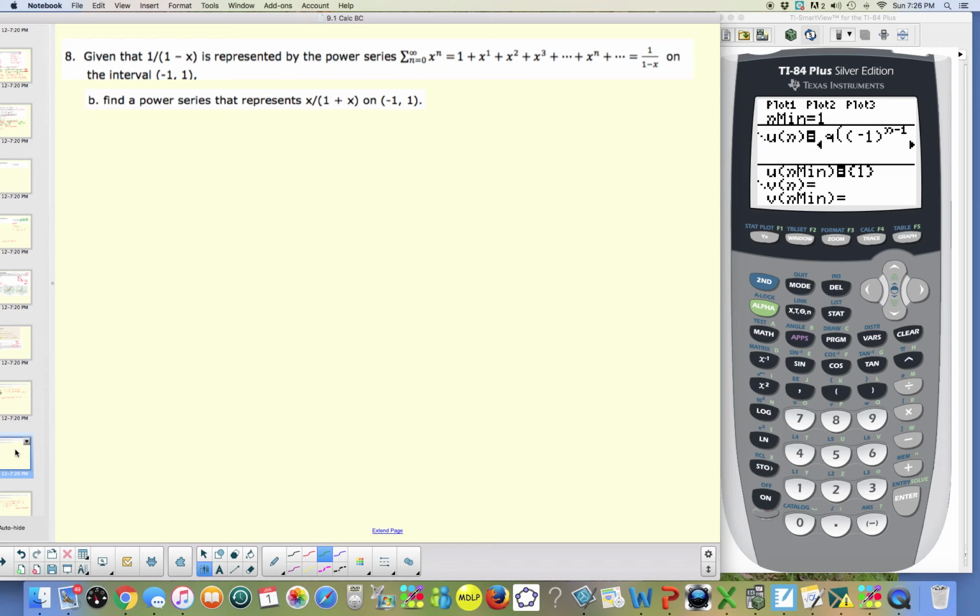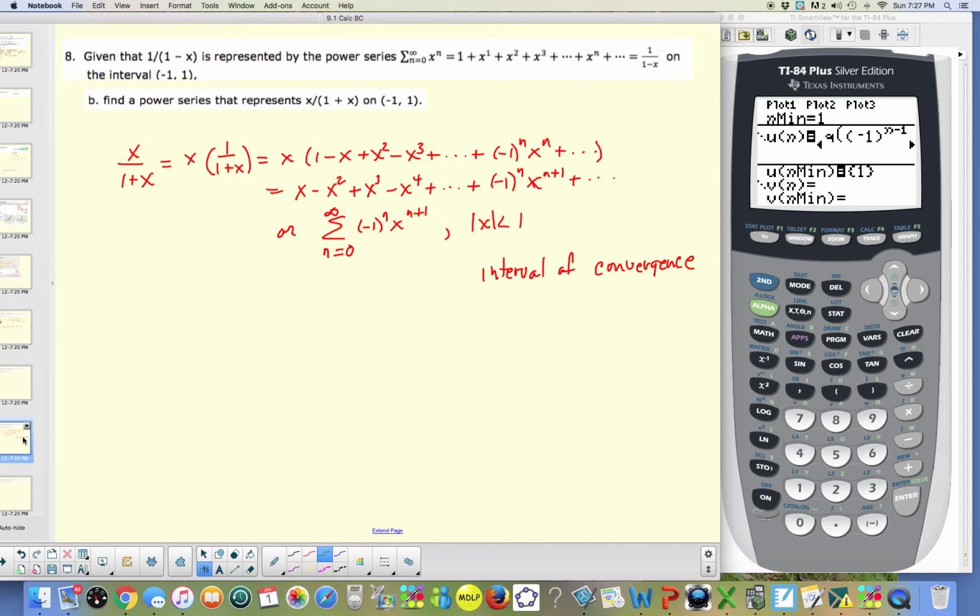Let's find a power series that represents x over 1 plus x. So there's a slight change from the previous part in that now there's an x in the numerator. How would we go about finding a representation for that? We have x over 1 plus x, which is x times 1 over 1 plus x. Remember, we just finished finding a representation for this, so I'm going to put it right down here, which is this.